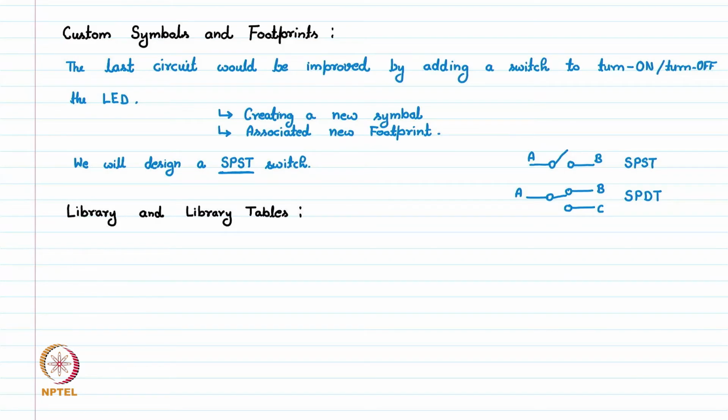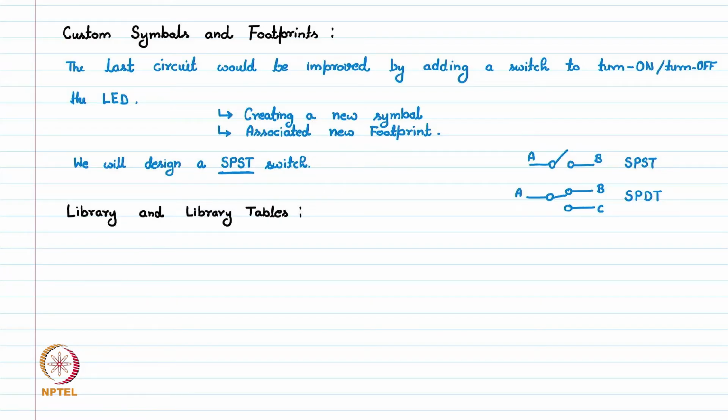So library is nothing but the collection of all the symbols or footprint. Whatever components you want to have, they are all arranged in a particular library. So library can be a switch library. We have so many switches which we can develop for our custom design and put it in a particular library called switch. So there are so many libraries for different type of switches.